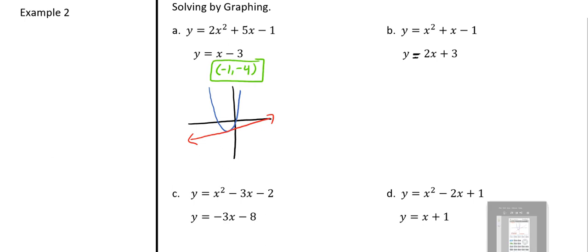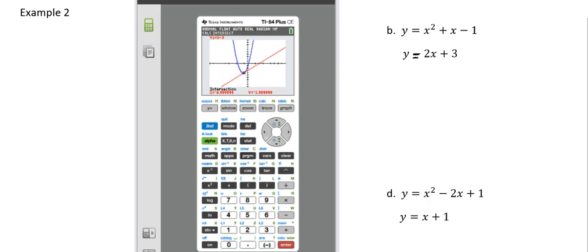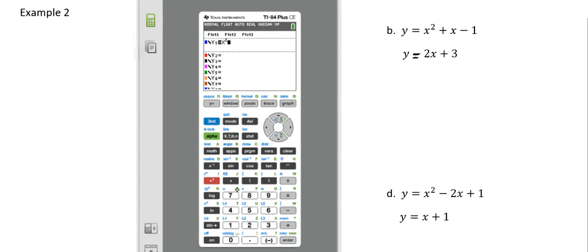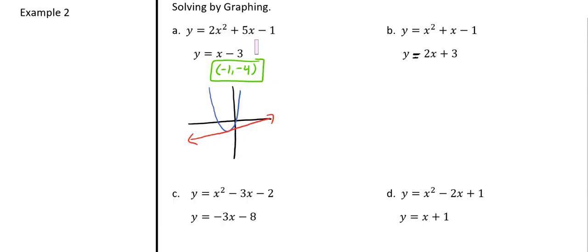Let's try letter B. So again, we're going to go to our y equals. We'll plug in our equations, x squared plus x minus 1 and 2x plus 3. We'll graph those, and we see two intersection points, so that tells us that we should expect two solutions. So we'll sketch our picture.